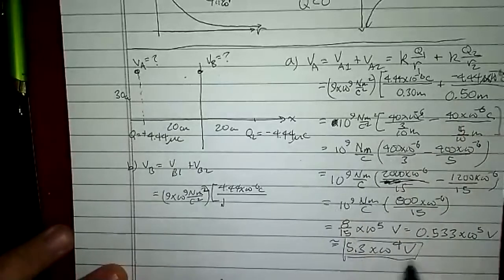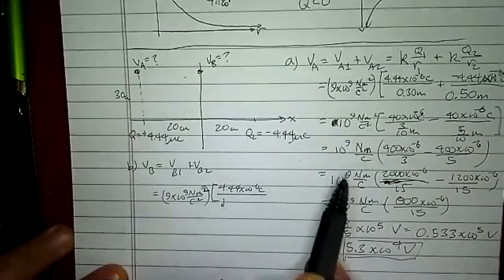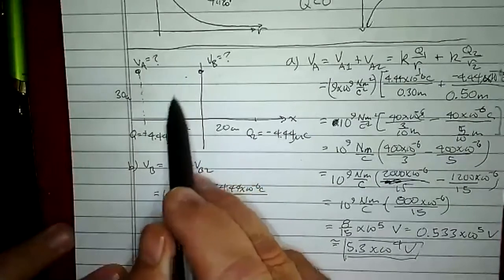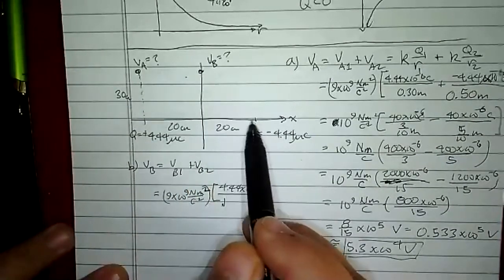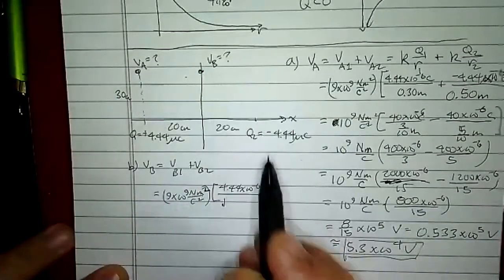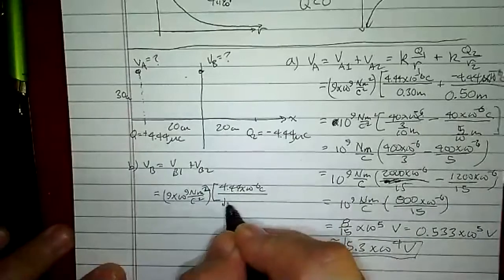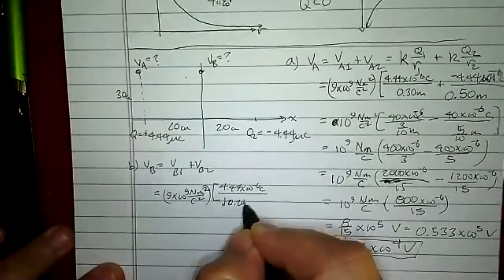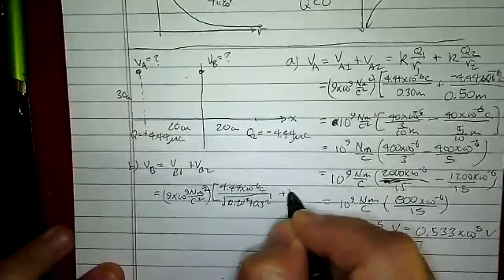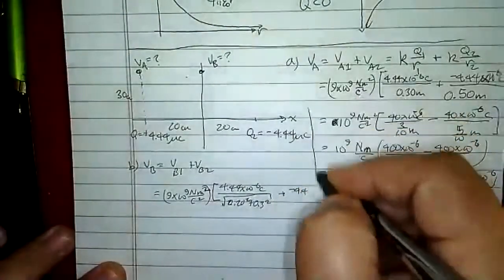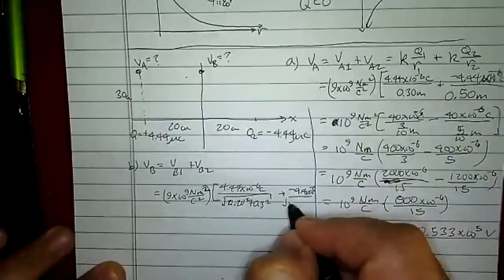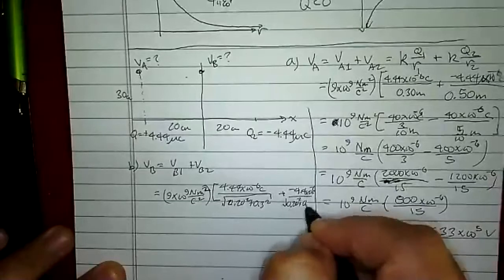And I got roughly 5.3 times 10 to the fourth. Hopefully that's right, but I literally was doing it in real time, so there's a good chance it's wrong. When I go to do point B, notice the distances are the same between Q1 and B, and between Q2 and B. So that distance is actually going to be 0.2 squared plus 0.3 squared. And then the other one will be minus 4.44 times 10 to the negative 6 over the same number, 0.20 squared plus 0.30 squared. Let me put a line here so we don't get confused.